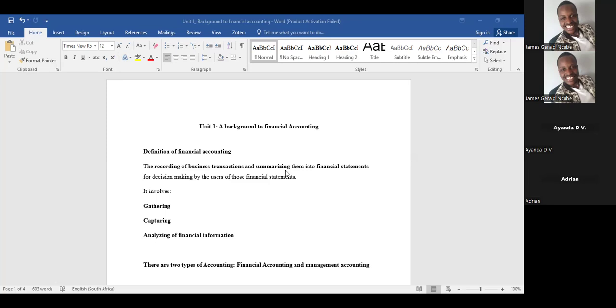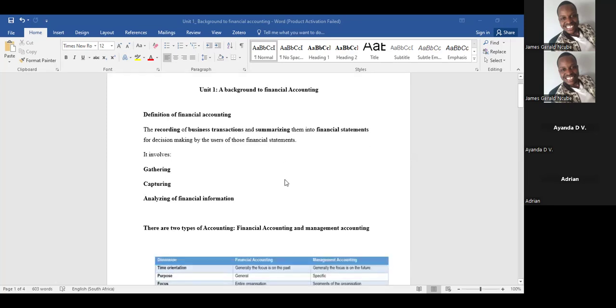So you find out that throughout the progression of this module, we'll basically be fulfilling the description of financial accounting in stages, right? It is the recording of business transactions and summarizing them into financial statements for decision making by the users of those financial statements. So obviously, recording involves gathering, capturing, and also analyzing this financial information, right?